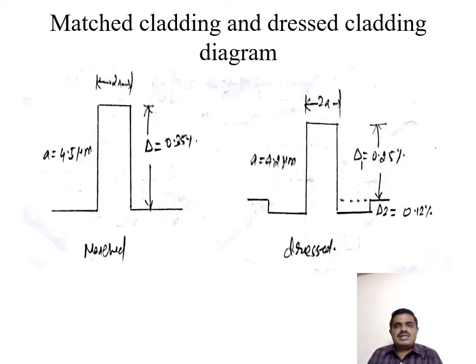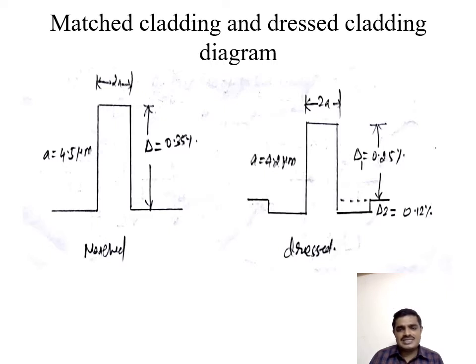So this is our matched cladding and depressed cladding concept diagram. Right from the previous slide itself, we came to know that matched cladding consists of a uniform relative refractive index difference. Because of that, matched cladding consists of only one refractive index difference value, del is equal to 0.35 percent. Core radius or mode field diameter value is 4.5 micrometer.